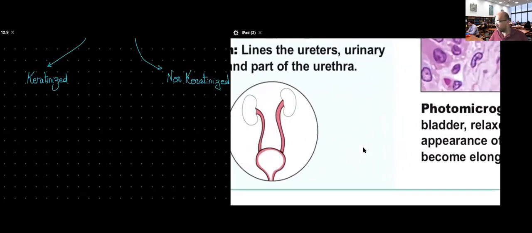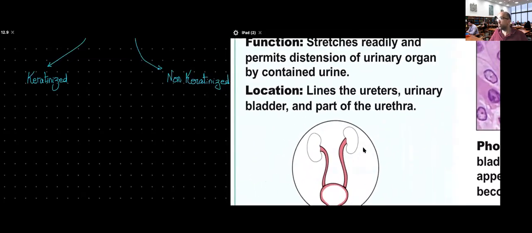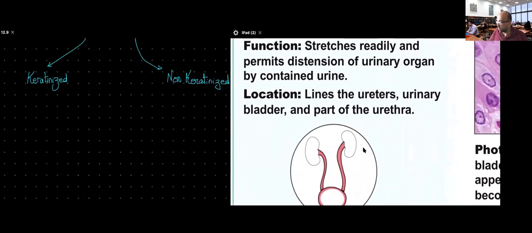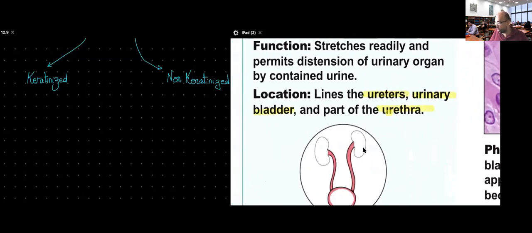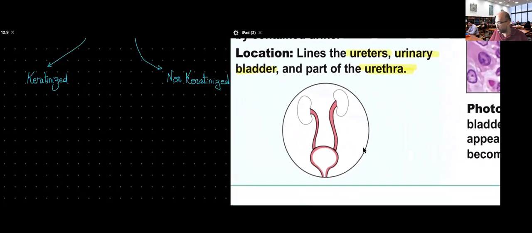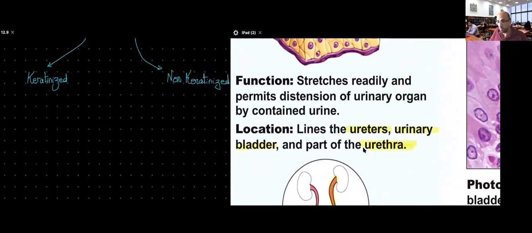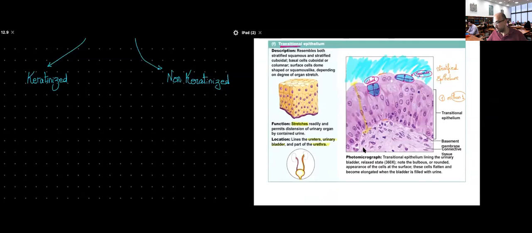So again, where is the transitional epithelium going to be located? It's going to be located in the ureters, urinary bladder, and urethra. Urinary tract. All the urinary tract is lined with transitional epithelium. And again, the main function here is to accommodate stretch. All right. Any questions?